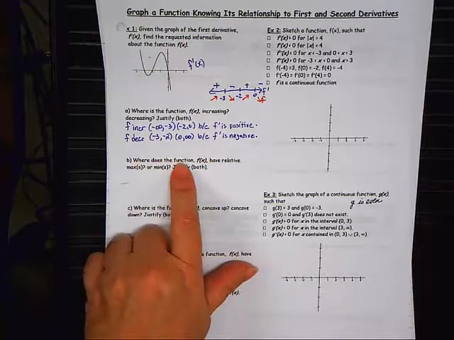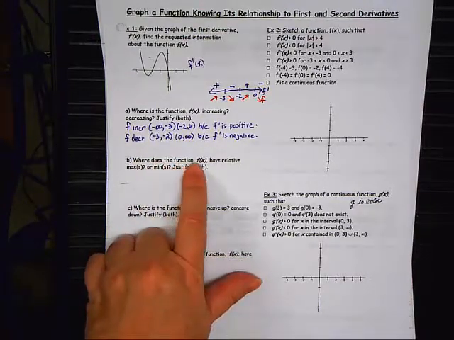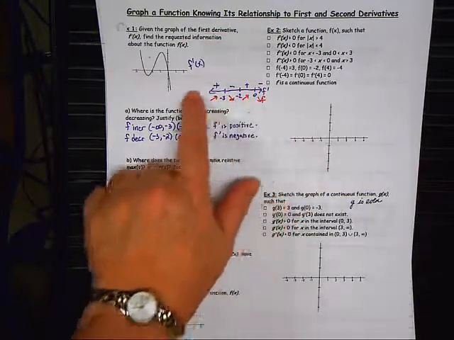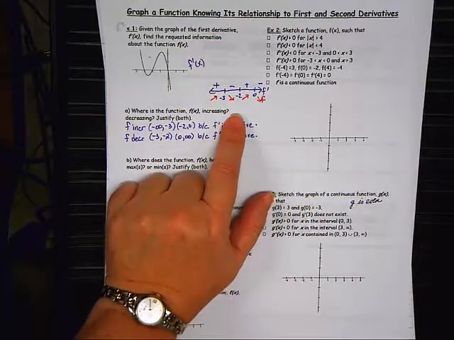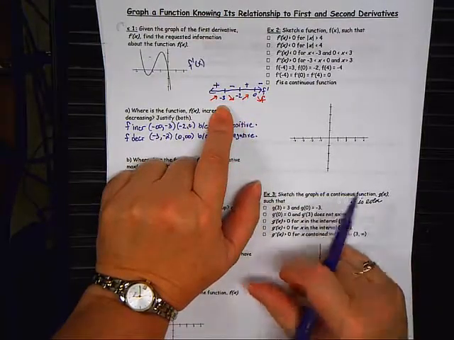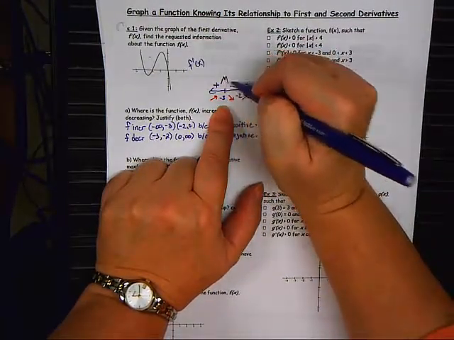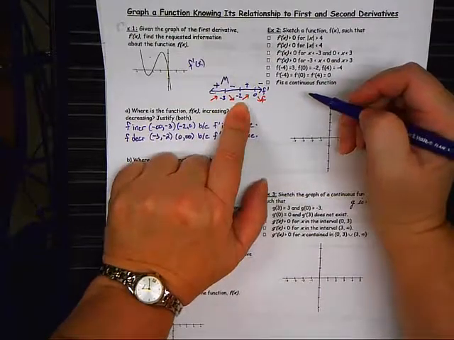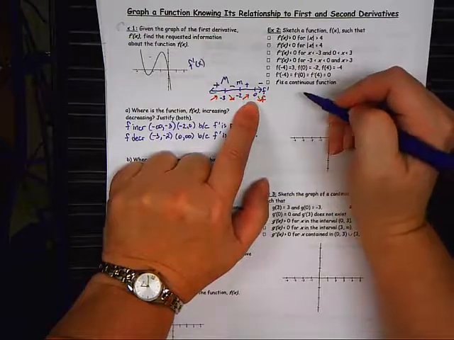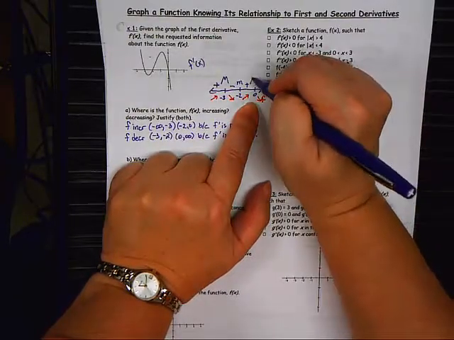Okay, now part B. Where does the function f have maxes or mins? Can you look on this number line and tell me where the maxes and mins are? It's pretty obvious, isn't it? What is negative 3? It's a max. I'm going to draw a capital M for max. What's negative 2? It's a min, so I'm going to draw a lowercase m for min. What about 0? It's a max.